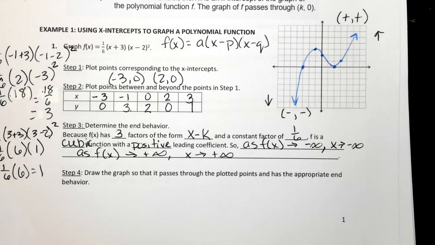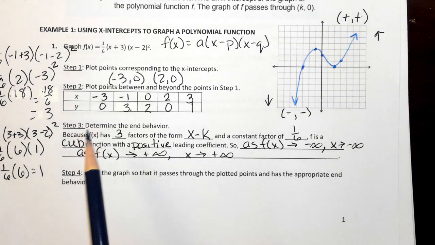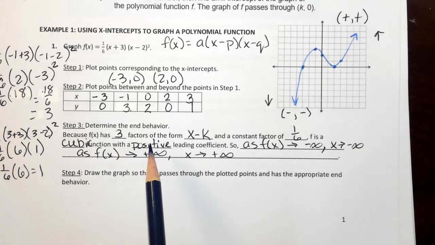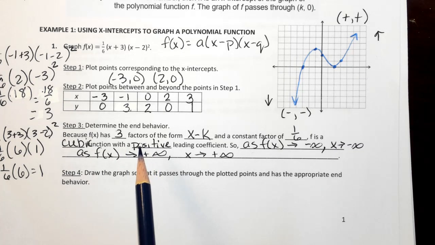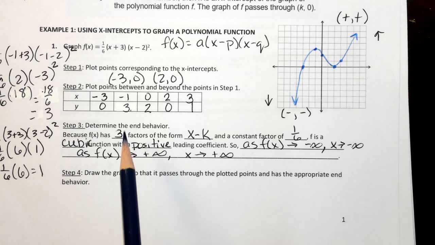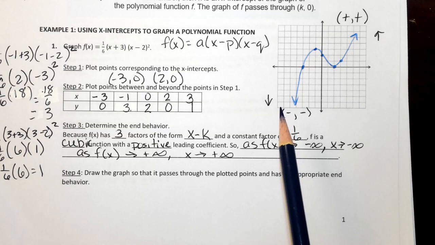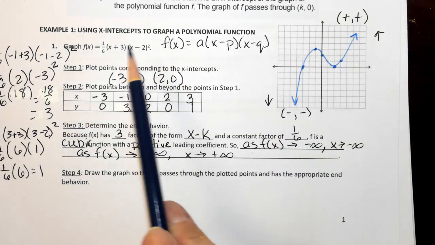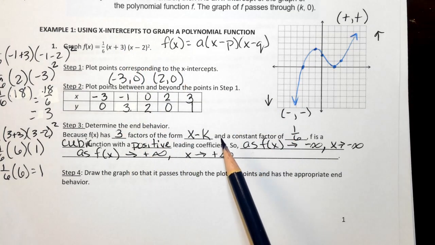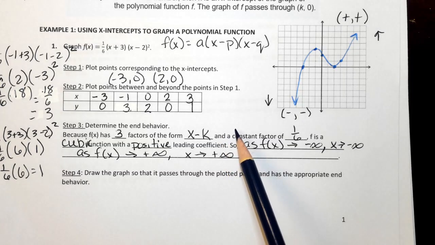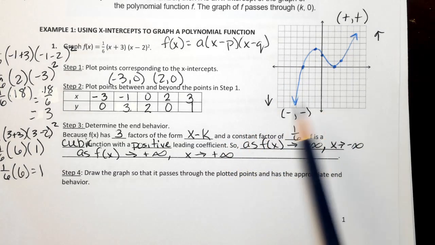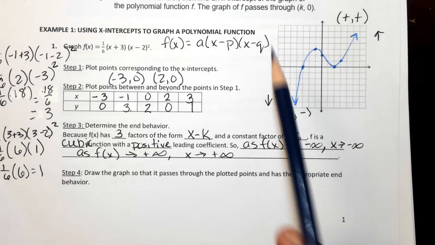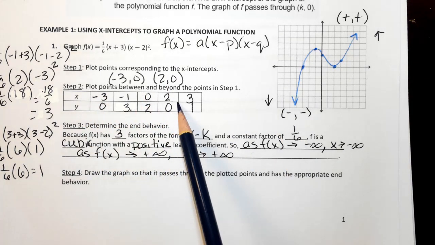Yes, it's a lot of work to plot a graph from scratch. What you should know, though, is this right here. So you should know where your graph ends based on what we learned in lesson 4.1. You should determine what your graph looks like by knowing how many factors and if your leading coefficient is positive or negative. So that alone should help you have an idea of what your graph looks like. We did this to get specific points.